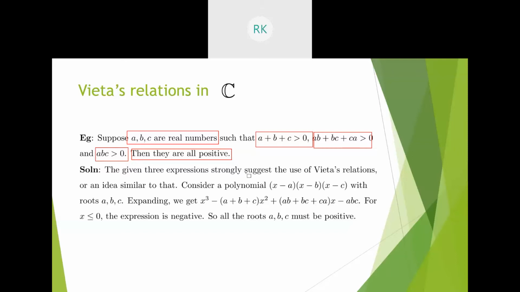For that, I will consider a polynomial (x minus a)(x minus b)(x minus c), whose roots are a, b, and c. On expanding, you get x cube minus (a plus b plus c) x square plus (ab plus bc plus ca) x minus abc.